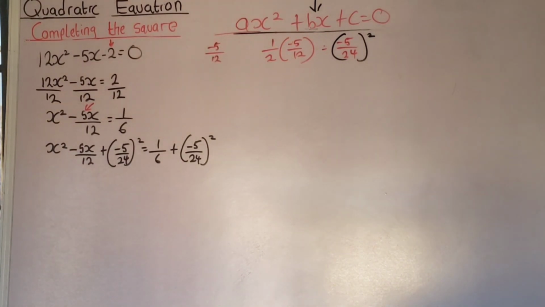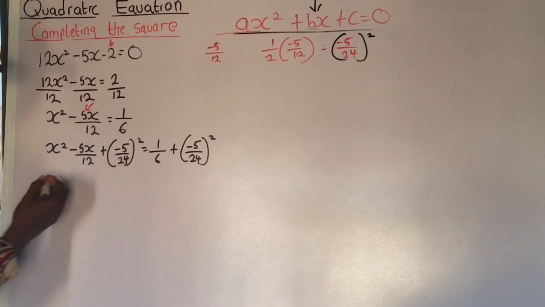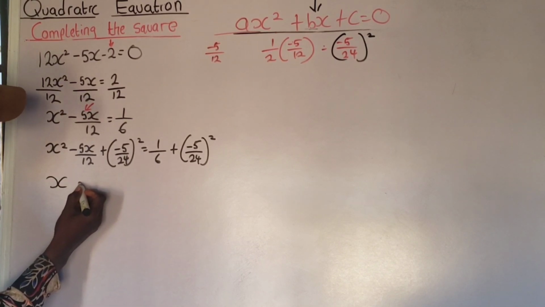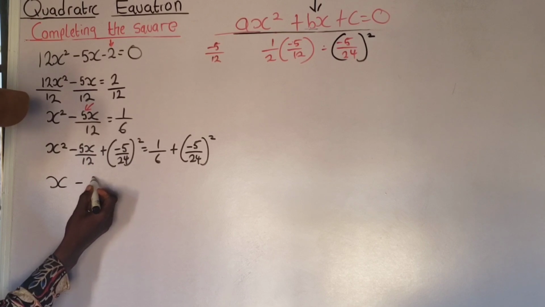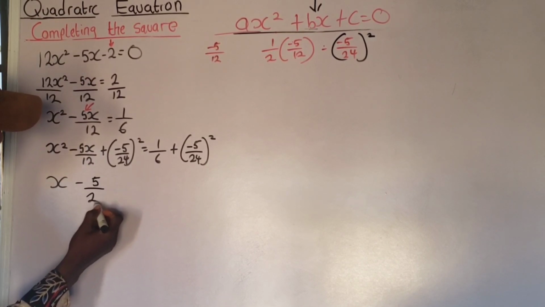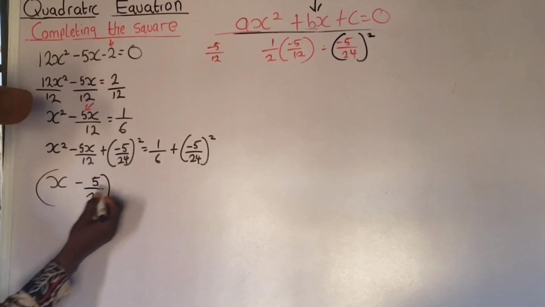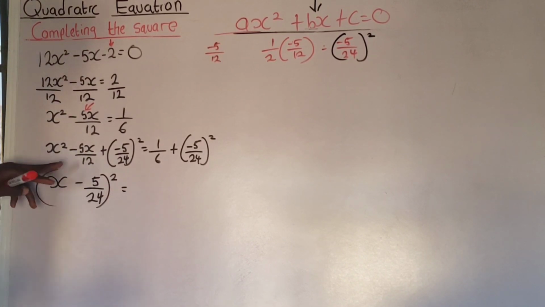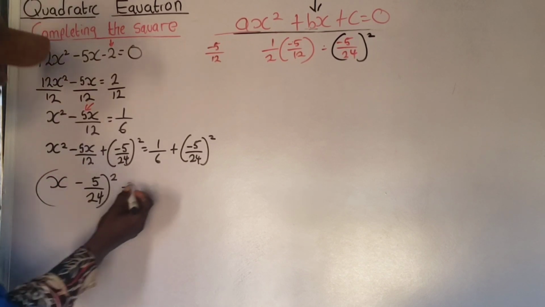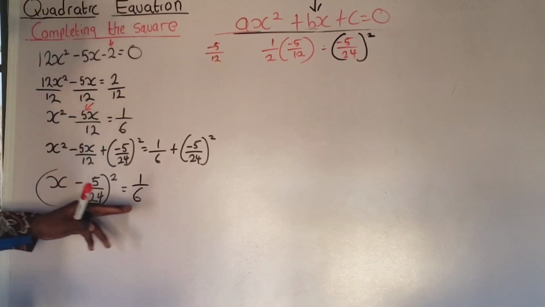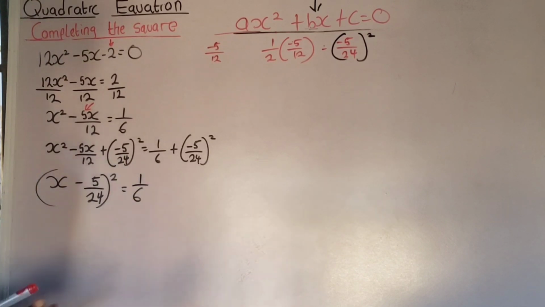Okay, now the next step is that we have to rewrite the left hand side as a perfect square. So here I'm going to have x minus 5 all over 24, squared, equals 1 over 6 plus the square term. I write the left hand side as a perfect square. Okay, I can simplify the right hand side of the equation.